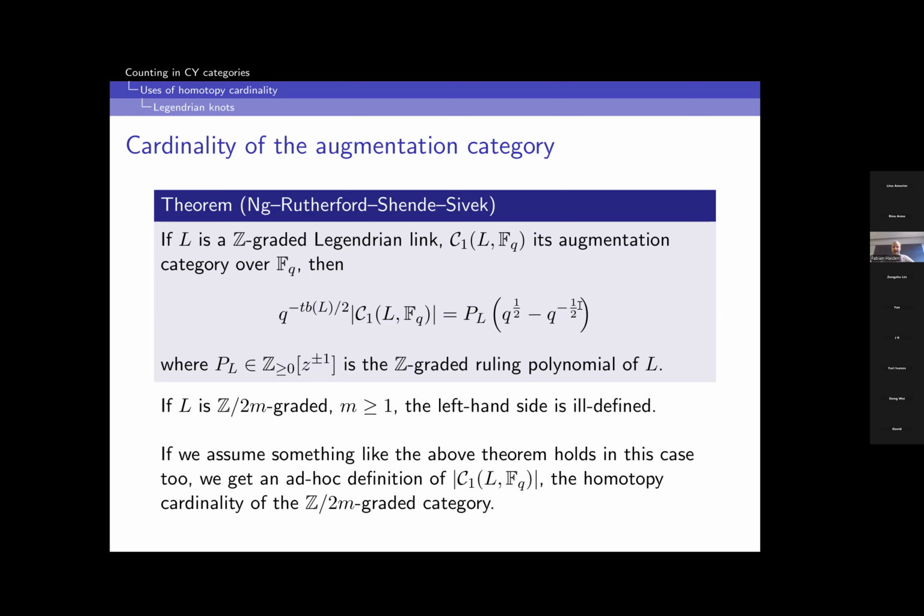But since you have a candidate for what it should be, maybe there is secretly some kind of definition that works. So that's going to be another application. We're going to generalize this to the case when everything is periodically graded. And so first of all, the problem is defining the left-hand side and then showing that the 2 are the same.